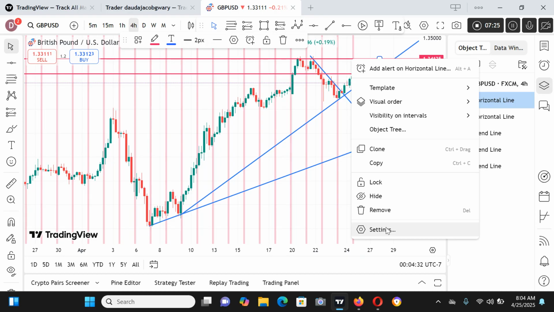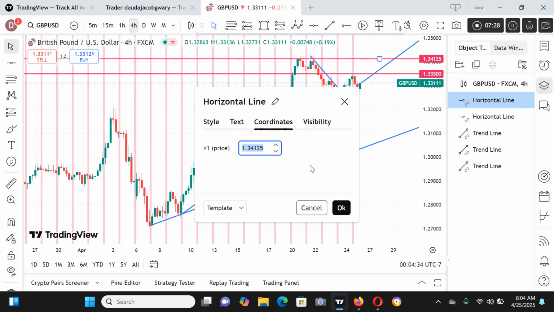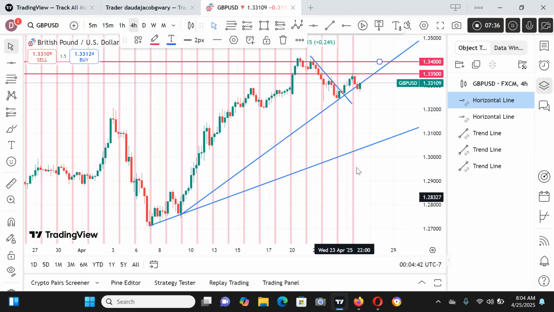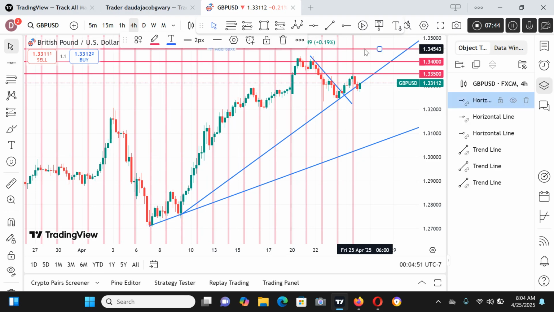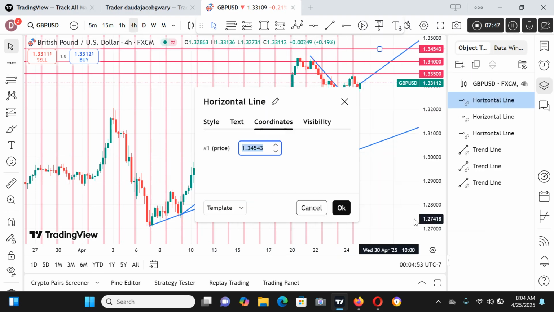That's 50 pips. So the next one will be 3 4 500. You see, it's as simple as that. The next psychological level on GBP USD will be 3 4 500. It's as simple as that.